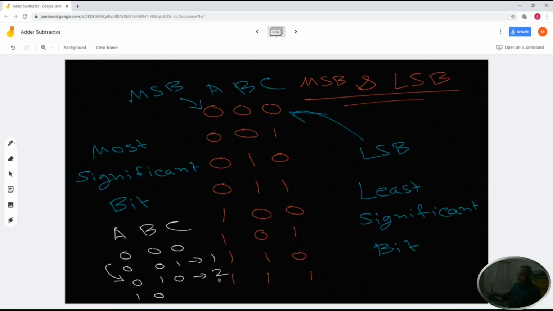And if we increase the bit A by 1, then we will get the decimal value as 4, because we know that 100 means 4. So we can see that adding 1 to A has the most significance and adding 1 to C has the least significance. That's why we say that A is the most significant bit and C is the least significant bit. So we will use this concept to understand adder and subtractor more clearly.